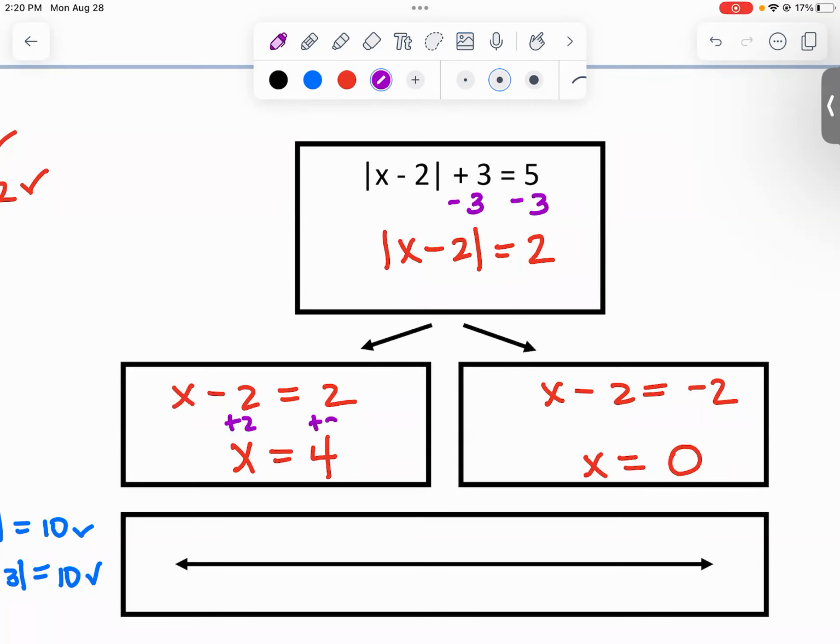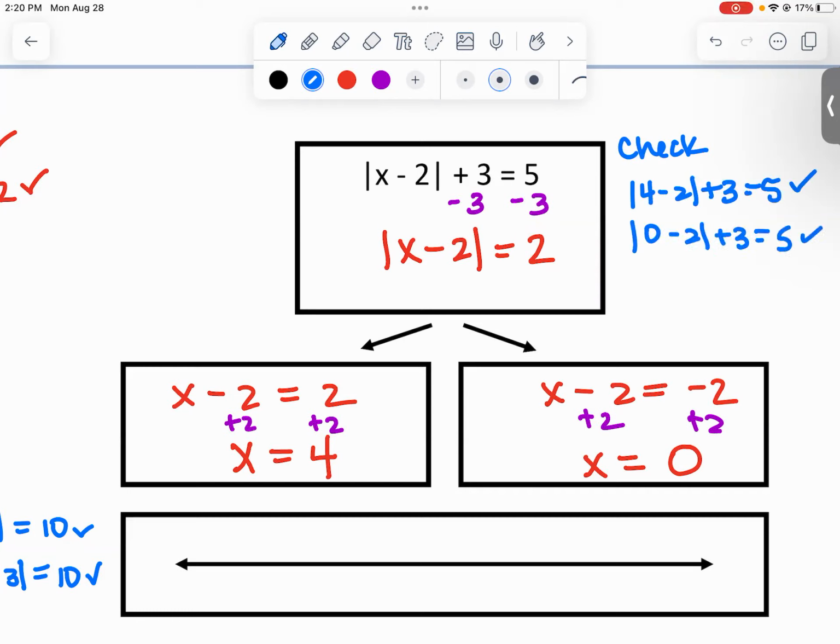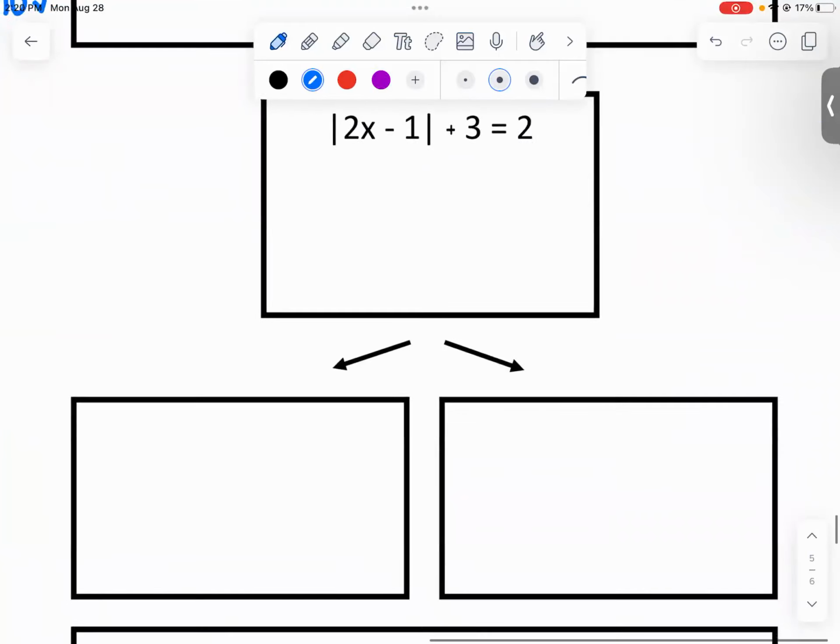I add 2. You would get 4 and 0. Okay, does it check out? If we check the absolute value of 4 minus 2 plus 3, does that equal 5? The absolute value of 0 minus 2 plus 3, does that equal 5? You've been waiting all class period. Why do we have to check them? All right, so we get it right.